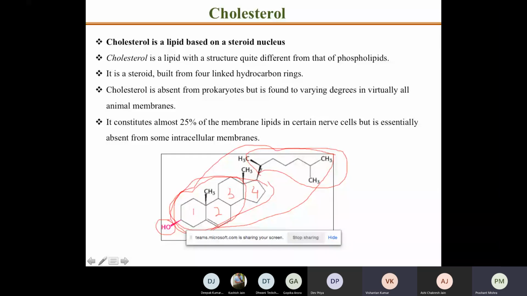Question? Why do we consider this as a phenanthrene ring? Because it doesn't have a benzenoid structure. I have not shown it to you, but in this ring structure there is a modification.